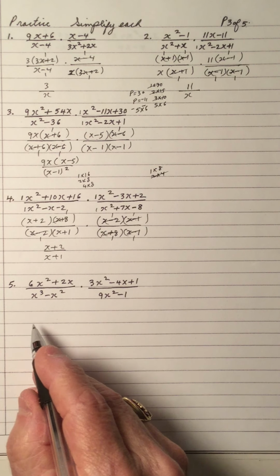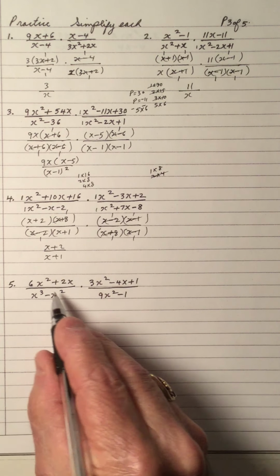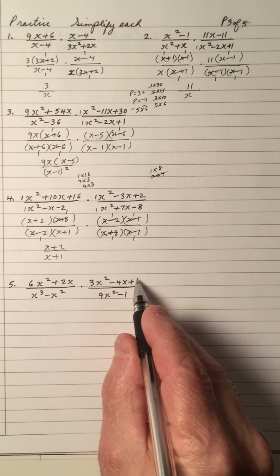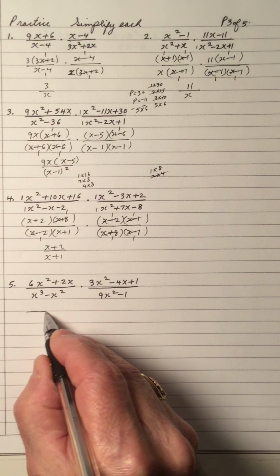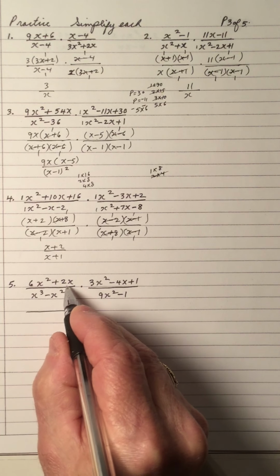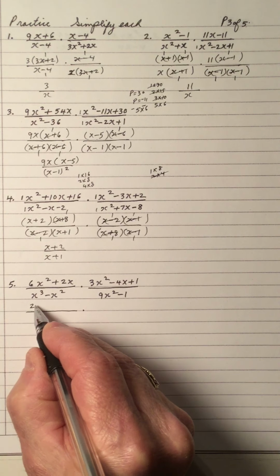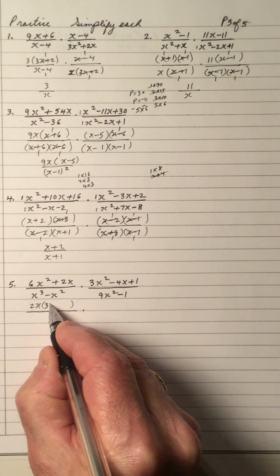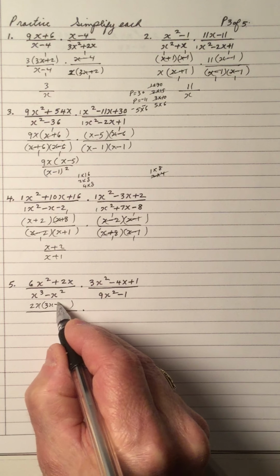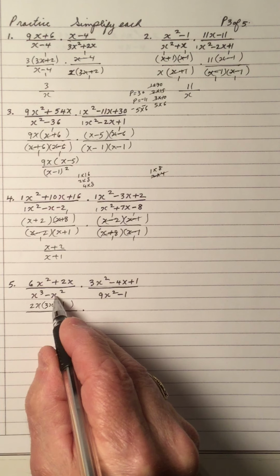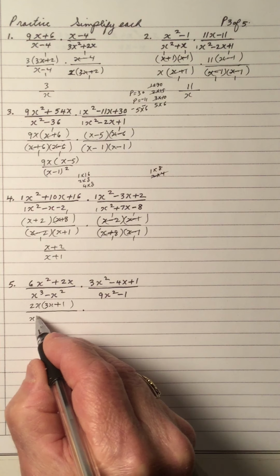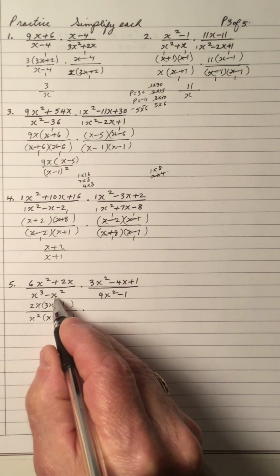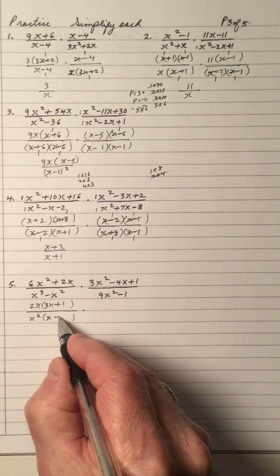Number 5. Okay, descending order: x cubed, x squared, x, number. Perfect, they're in descending order. And I see 2 as a GCF and an x. So 6x squared divided by 2x is 3x. 2x divided by 2x is plus 1. And I see an x is common. The smallest exponent is 2. So x cubed divided by x squared is x. X squared divided by x squared is minus 1.